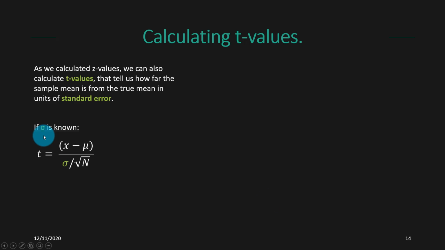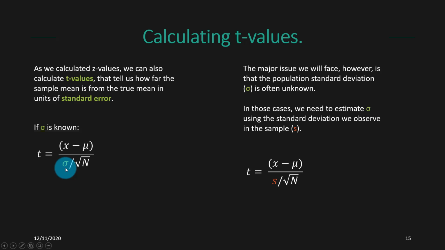So if sigma were known, we could calculate a t-value in a really similar way to calculating a z-value, where we're looking at the distance between a sample mean, x, and a hypothetical true mean, mu, and we divide by sigma over the square root of n to get the true standard error if sigma were known. In practice, however, sigma is usually not known. So what we're going to have to deal with is estimating sigma using the sampled standard deviation s.